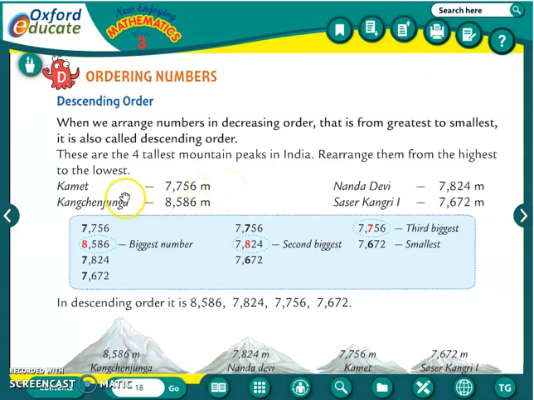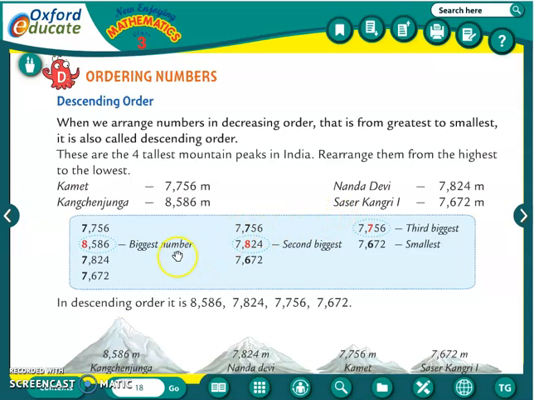So here are four numbers: 7756 meters, 8586 meters, 7824 meters, and 7672 meters. These are the four heights of the mountain peaks, that is Kamet, Kanchenjunga, Nanda Devi, and Saser Kangri.